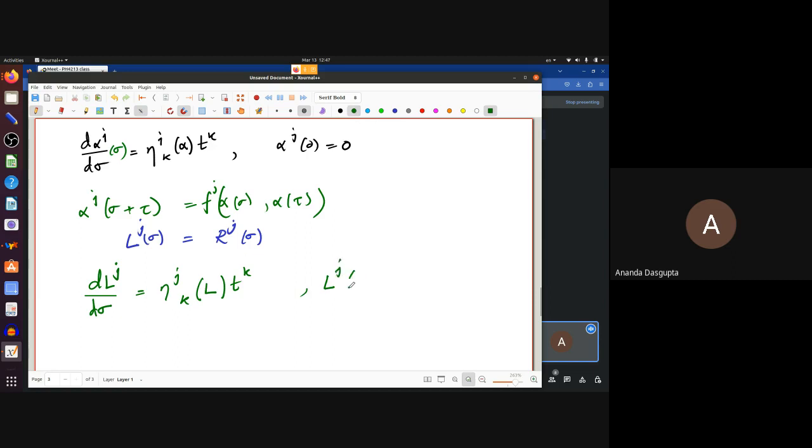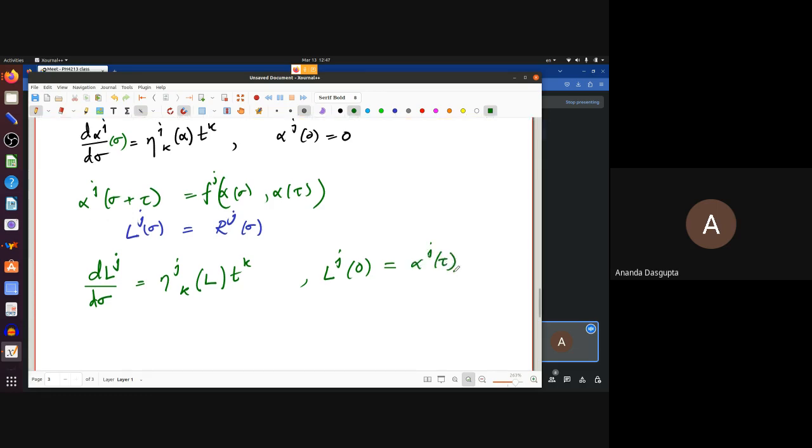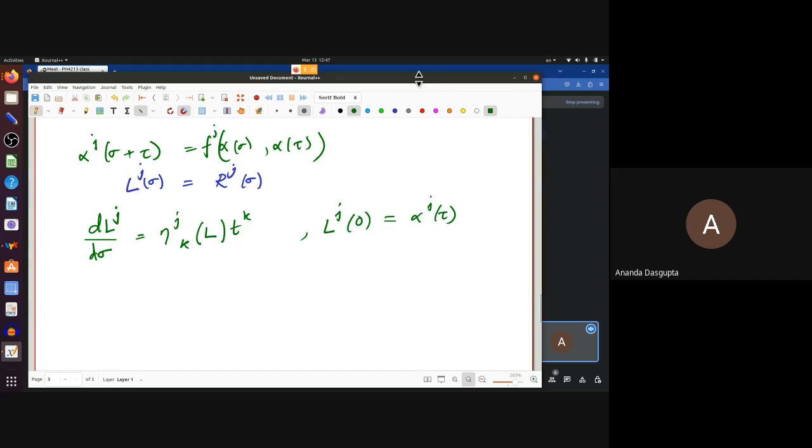And what's Lj at sigma equal to 0? That's nothing but alpha j tau. So that's straightforward. This is what Lj obeys. What about Rj? What equation does Rj obey?